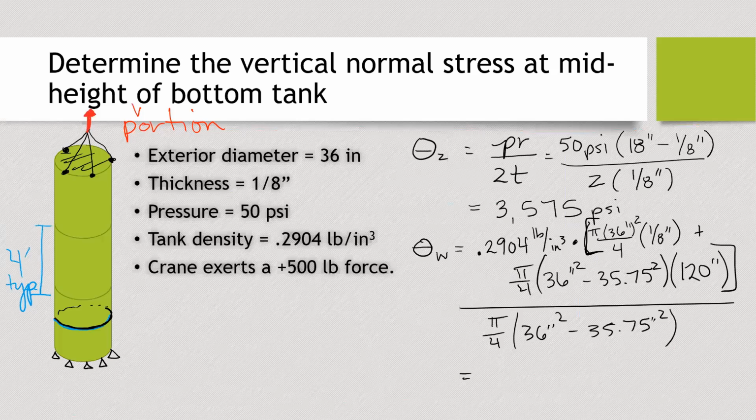Where did the 120 come from? That is the height. So 120 is if each segment is 4 feet and we're looking at the bottom or the middle of that bottom segment, then the height above it is 10 feet and it's in inches, so it's 120.